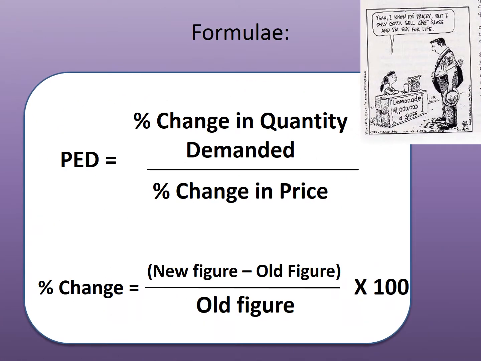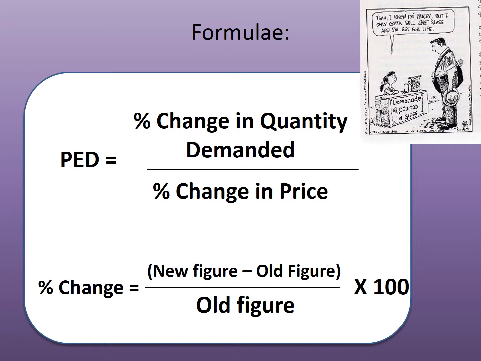So here's the formula for it. Now, you don't need to know the formula off by heart. You don't need to replicate this, but it is handy to know. It deepens the level of understanding. So PED, price elasticity of demand, is the percentage change in quantity demanded divided by the percentage change in price. Always demand divided by price.